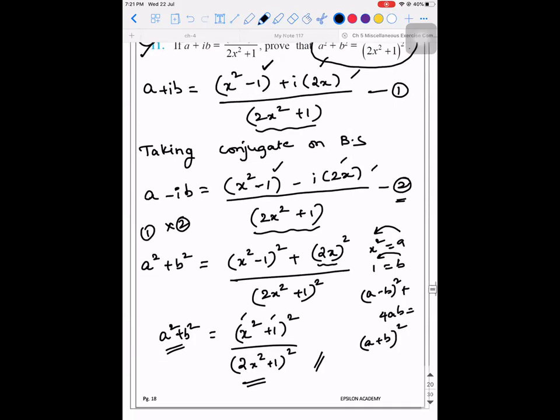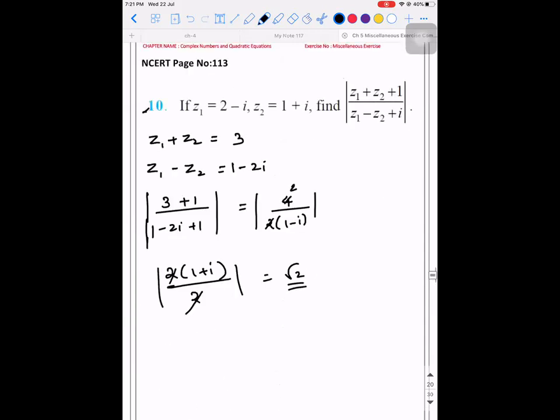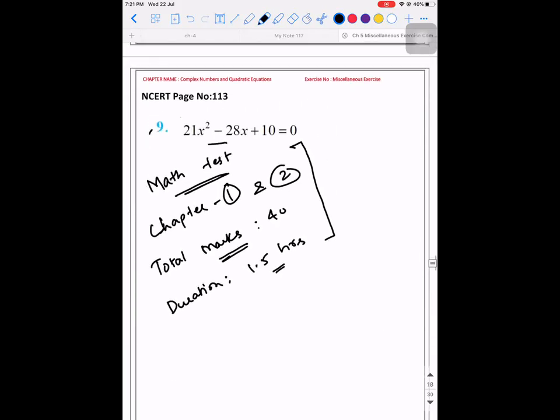Once you copy this, I have an update to say. I'll finish it before there is any network issue. This weekend there will be a math test. Don't expect me to remind it again. There will be a math test, chapter 1 and 2, total marks 40, duration is 1.5 hours. This Sunday, sir? Yes, you will have it on Sunday, the same time, 5 to 6:30 p.m.